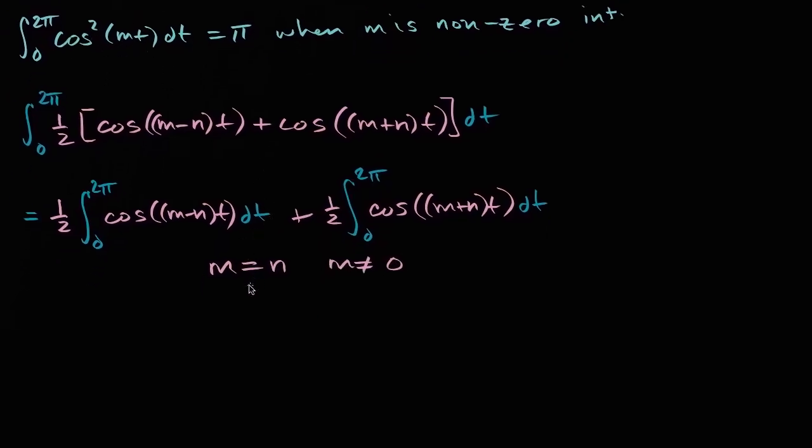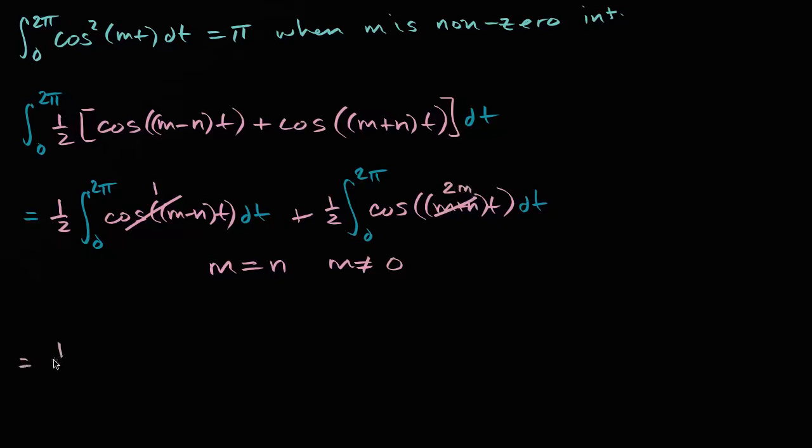In that situation, what's going to happen? Well, this first integral, if m is equal to n and m is not equal to 0, it's going to be m minus m. This is going to be 0t, so the cosine of 0 simplifies to 1. And then in the second integral, you're going to have m plus m, which simplifies to 2m. So let's rewrite the integrals here.